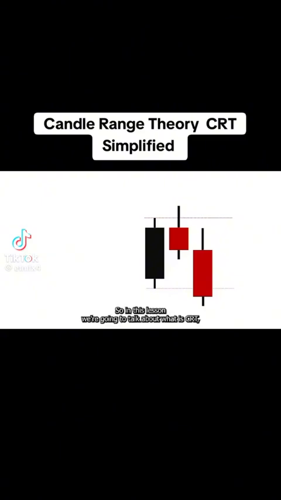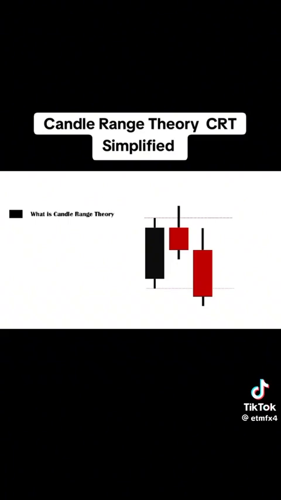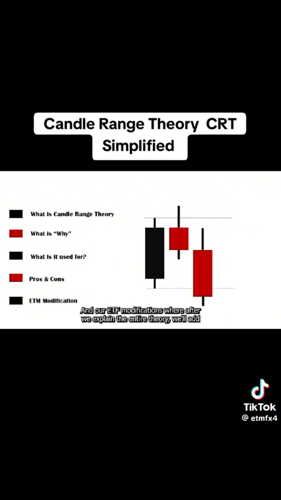So in this lesson, we're going to talk about what is CRT, what is candle range theory, why does it occur, and what is it used for? Is it used for your higher time frame, your lower time frame, your entry, your bias? What are the pros and cons? What is the good and bad? And our ETM modifications, where after we explain the entire theory, we'll add a few things, subtract a few things to make the trade more optimal.